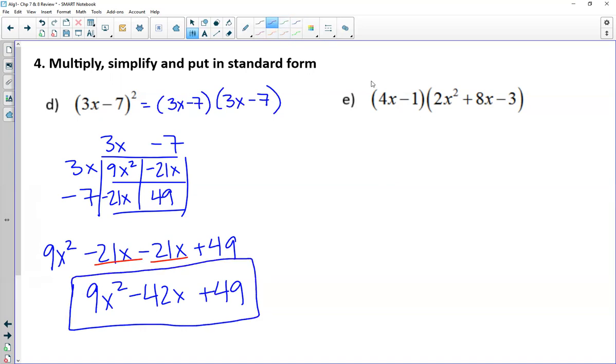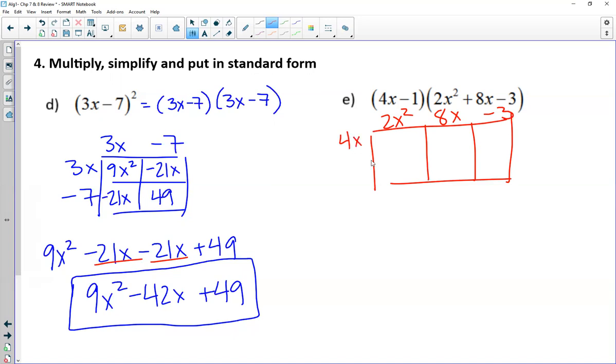Last example here. I'm going to set up my box again. On the top, I'm going to have 2x squared, positive 8x, and a negative 3. We're going to split that up into 3 different sections. On the left, I have 4x and negative 1. So giving them some rows there. Now to just go ahead and multiply.